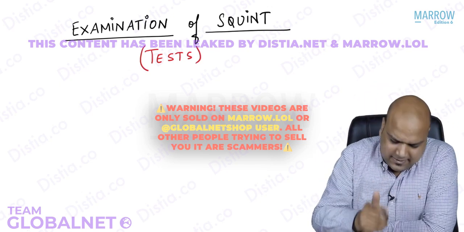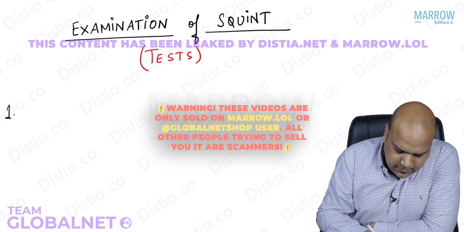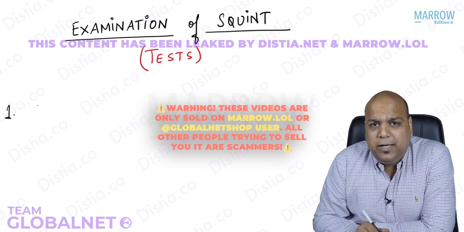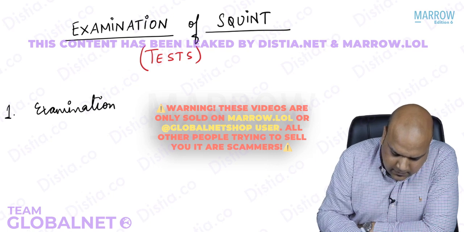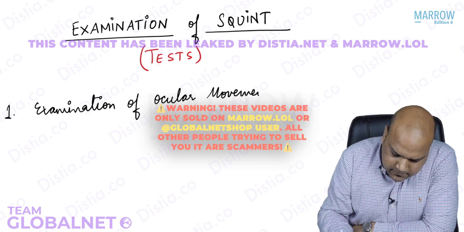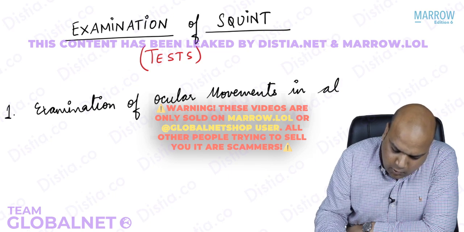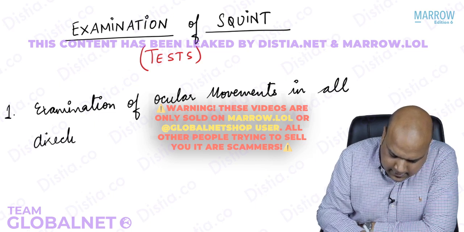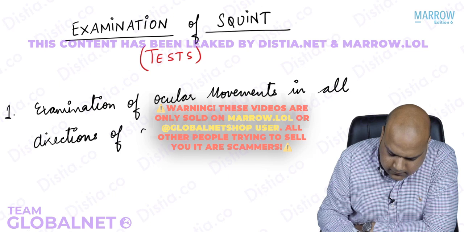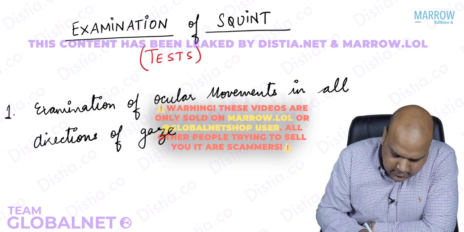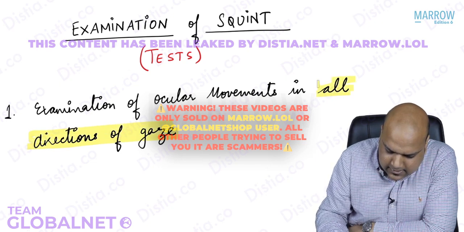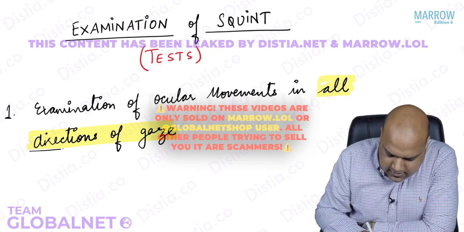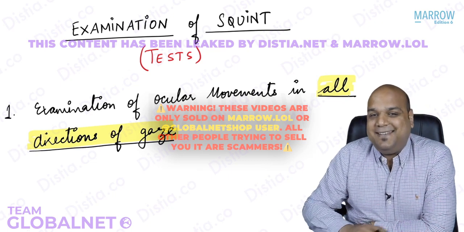Okay, everybody. So let's start. Number 1. The first thing that we always want to do in every case of Squint is examination of ocular movements in all directions of gaze. So now this is the important point here. We say in all directions of gaze. So what are the directions of gaze? How many directions of gaze are there?